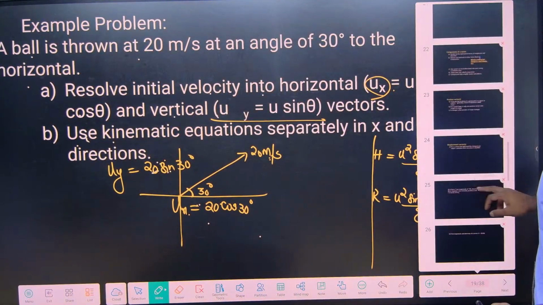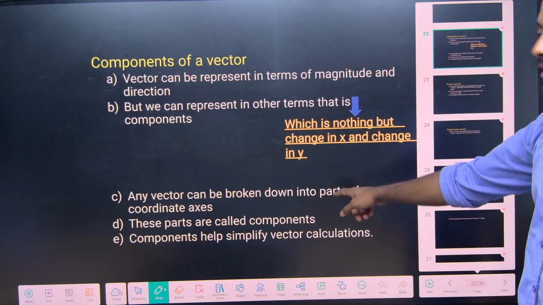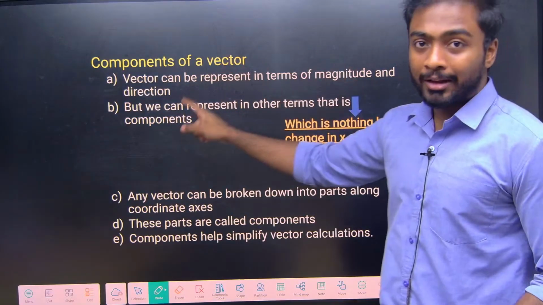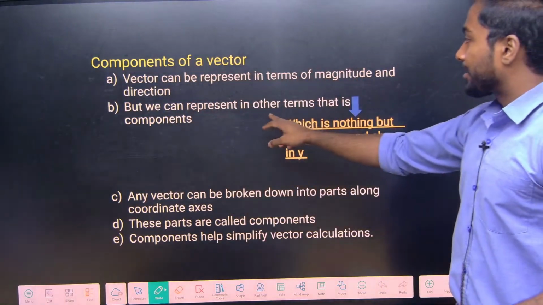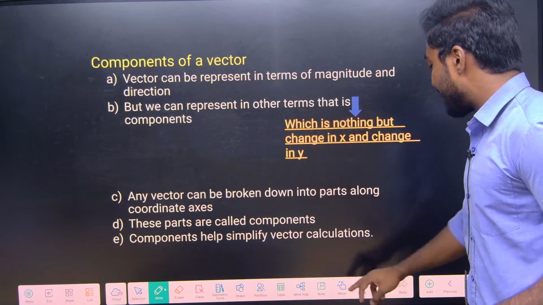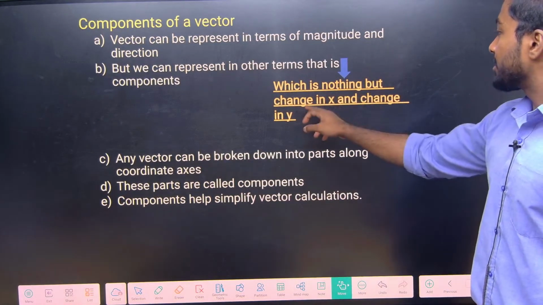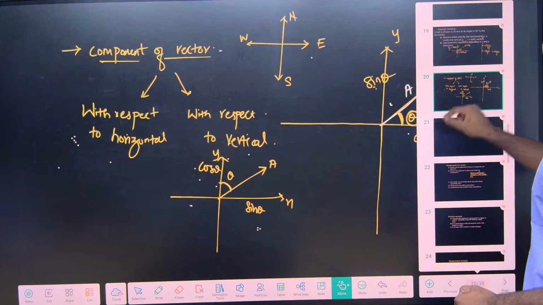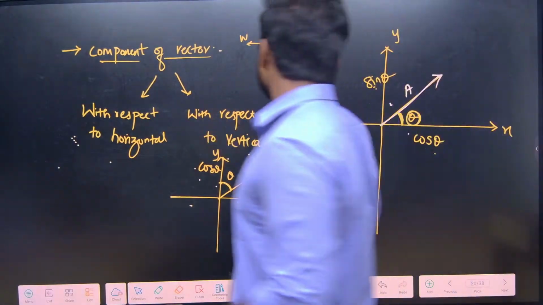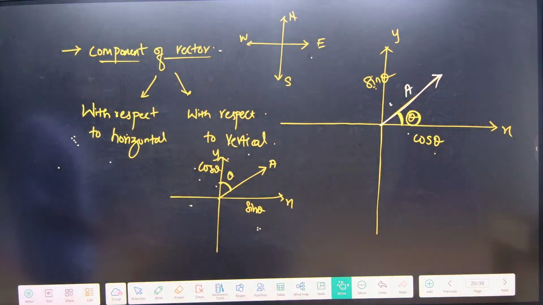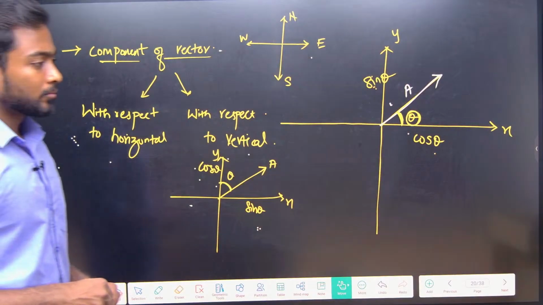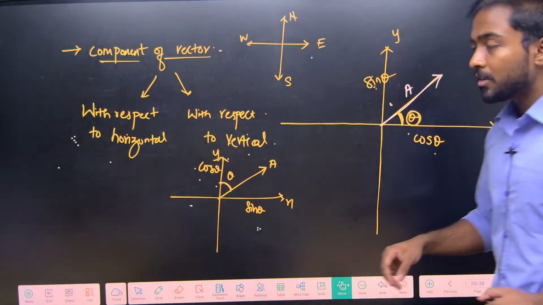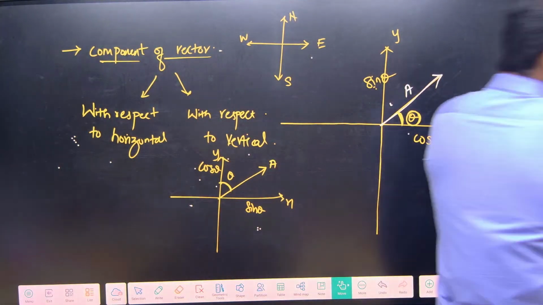So the next one is the component, which we just talked about now. A vector can be represented in terms of magnitude and direction. The other way is to represent the vector in terms of x axis and y axis, which is nothing but change in x and change in y. That one we have discussed here. If you have any kind of doubts based on the component of a vector, you can ask me. So I hope no doubts, right? Component of a vector.